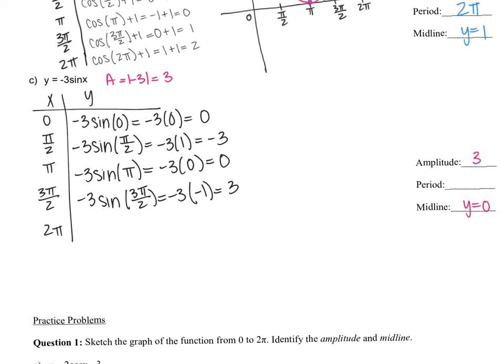And last but not least, we have sine of 2 pi. Sine of 2 pi equals 0, and so if I multiply it by -3, I just get 0.